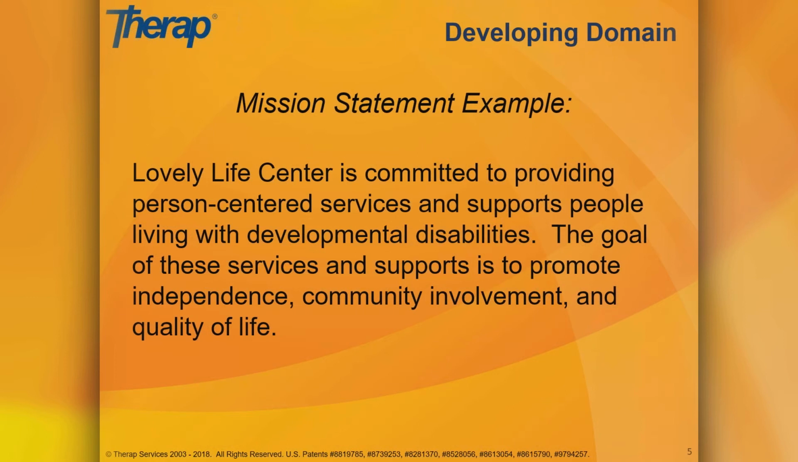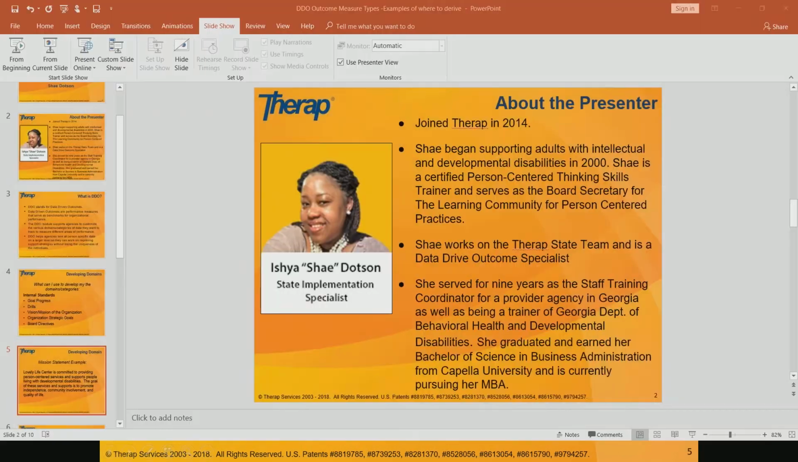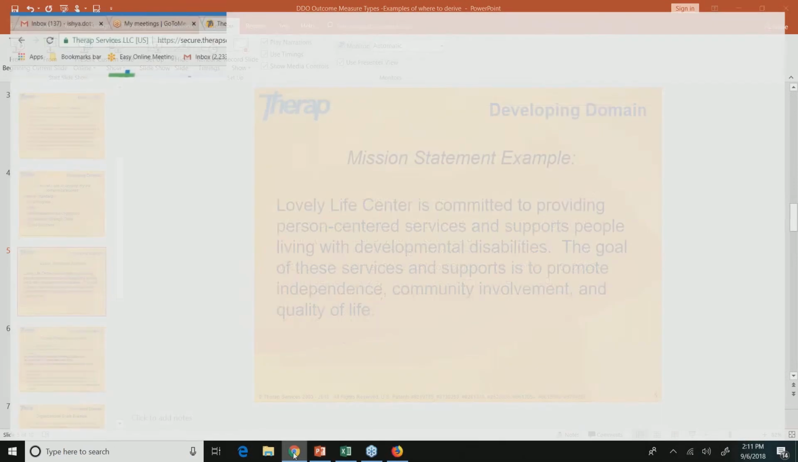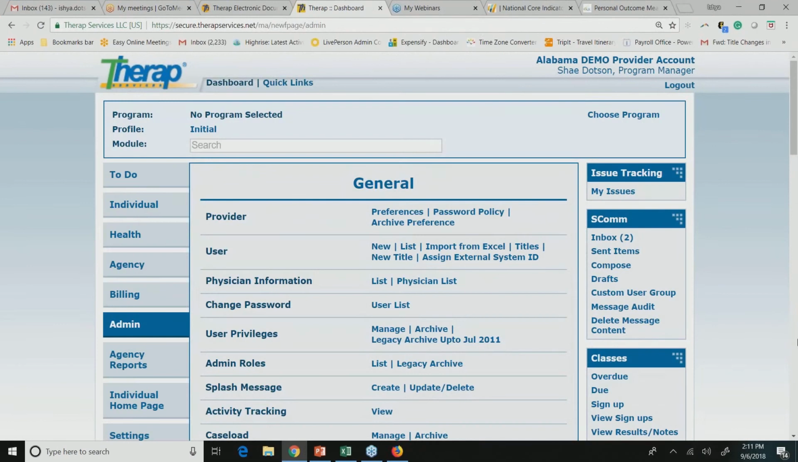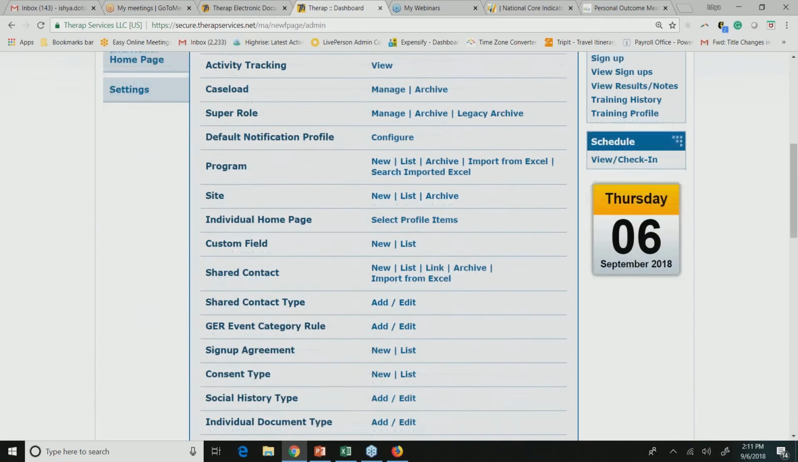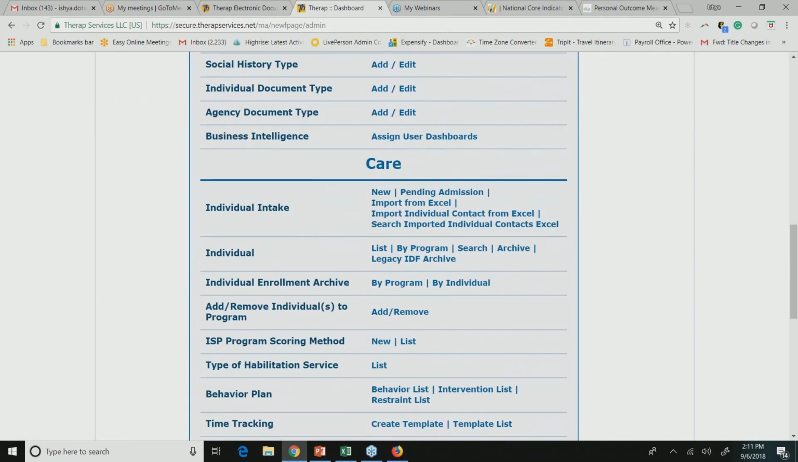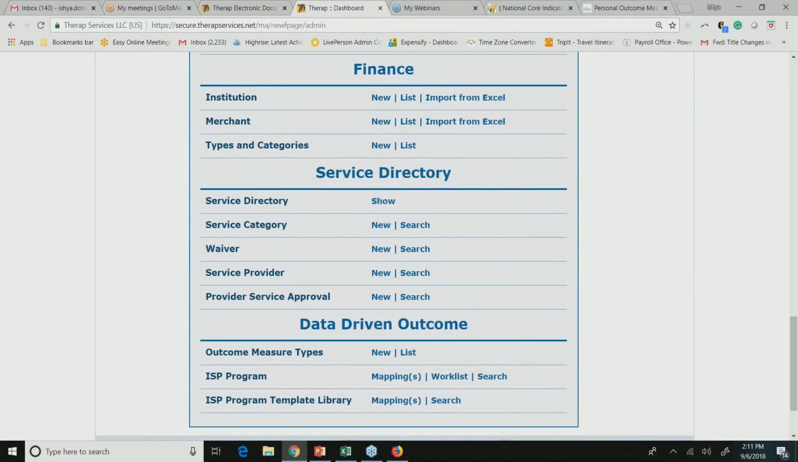I apologize, those three categories. We can look back at the data that we're collecting and see how that information matches up to the things that we say we want to promote through our supports and services. And so I'm going to switch over to logging into the system and show you what that would look like in your data-driven outcomes section, okay? So I am going from the standpoint that you've already got your data-driven outcome permissions turned on.